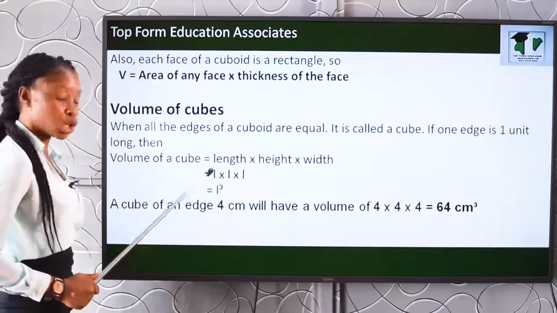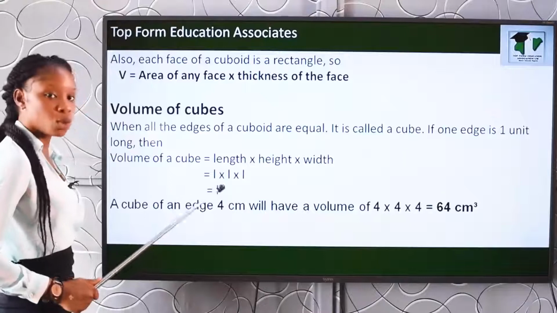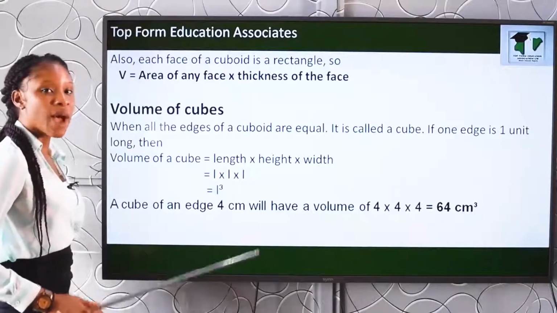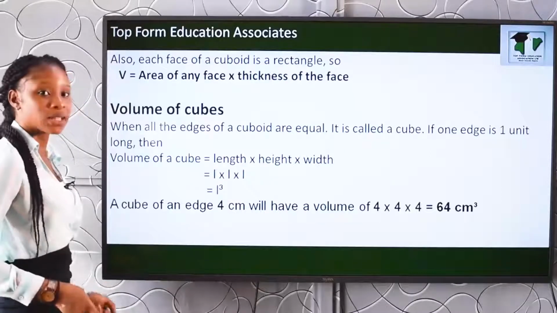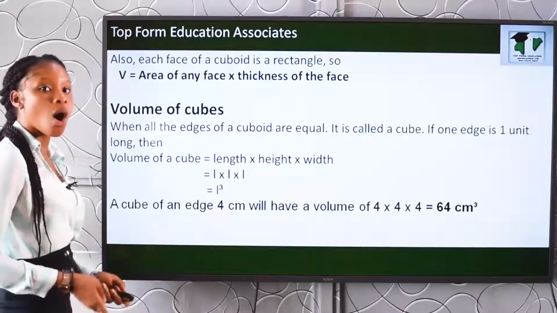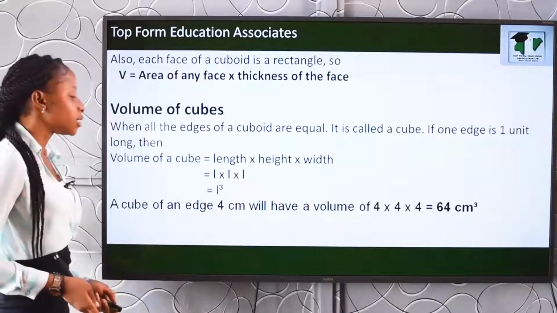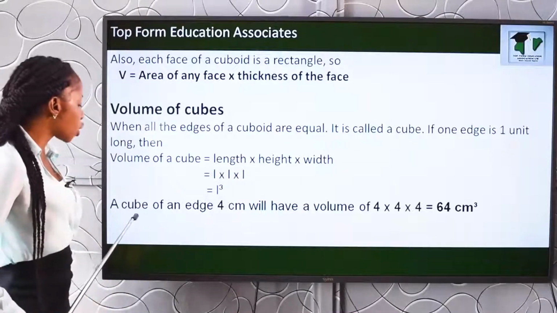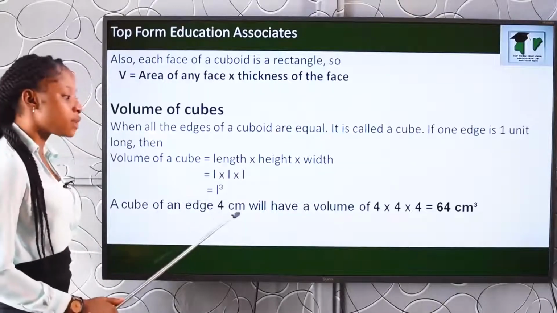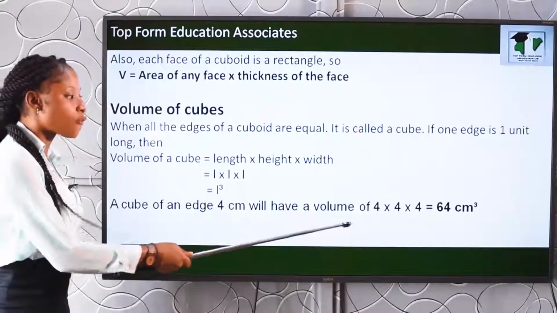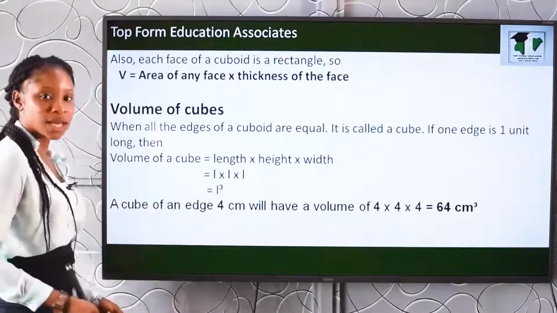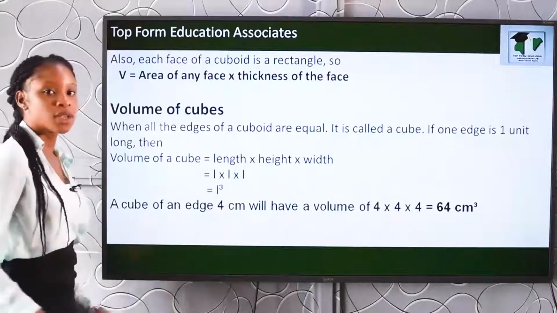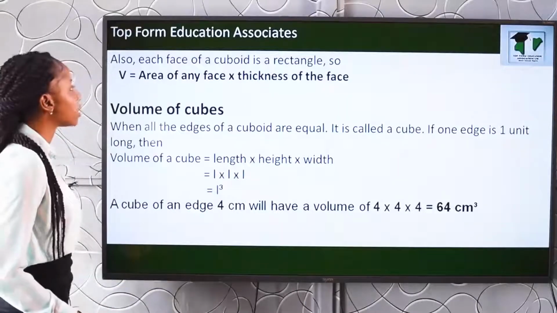The volume of a cube is L cubed. Why? Because a cube has equal edges. So the length, the height, and the width or the thickness are all the same. They are all equal. So a cube of edge 4 centimeters will have a volume of 64 centimeter cubed. How do we get 64 centimeter cubed? 4 times 4 times 4. I hope you understand.